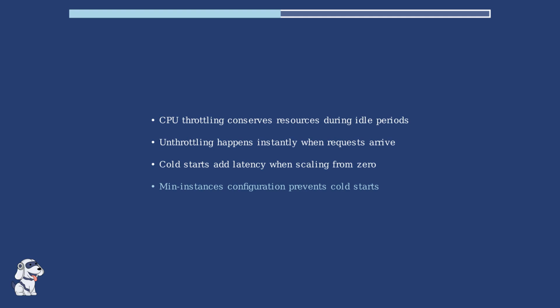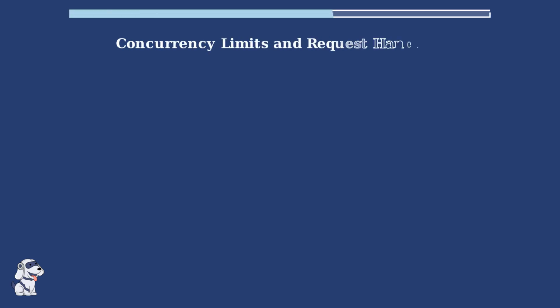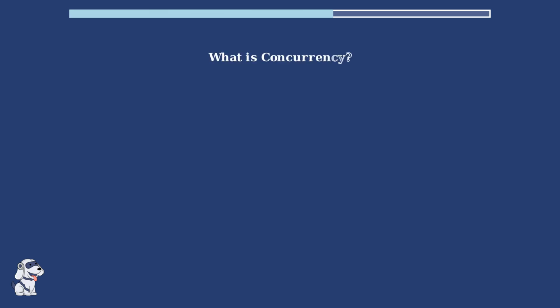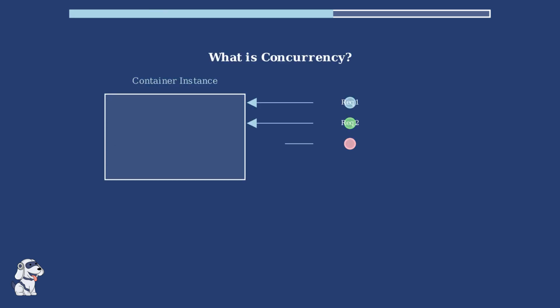CloudRun deployments. CloudRun's concurrency feature allows multiple requests to be processed simultaneously within a single container instance, providing efficient resource utilization and improved performance. Concurrency refers to the ability of a single container instance to handle multiple requests simultaneously, rather than processing them one at a time sequentially.